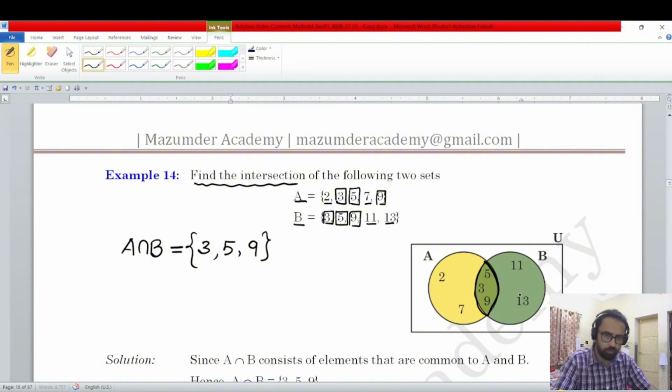Similarly, if you go to B, there are the common 3, 5 and 9, and other than that 11 and 13 are there. So 11 and 13 will be inside B but not in the intersection. This region is the intersection, A intersection B. So this is the Venn diagrammatic representation of A intersection B, or you can say the set A and B.